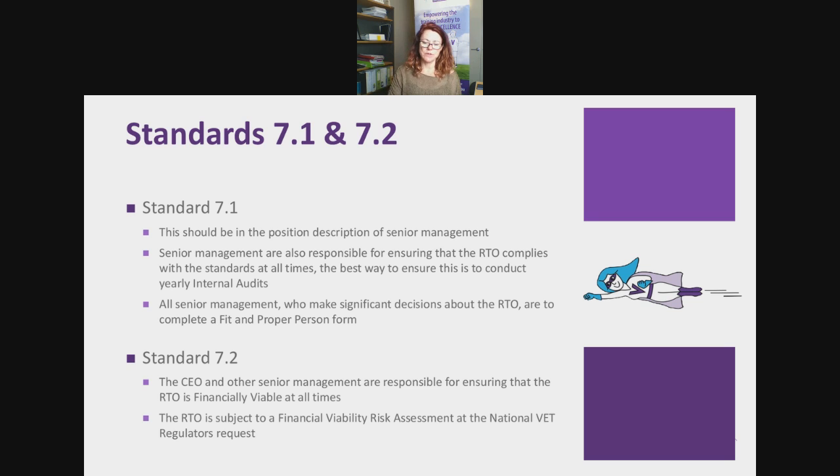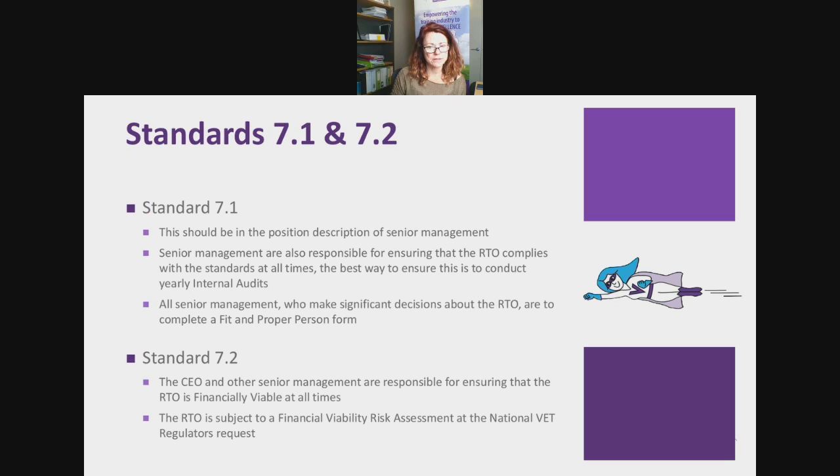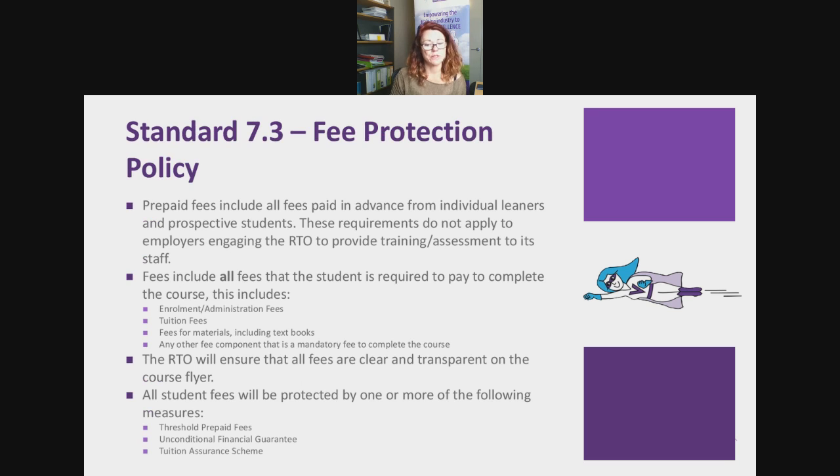So they basically have this clause in so that ASQA at any time can go in and do a financial viability risk assessment. And that's basically those two standards. They're pretty basic. 7.1 is that you'll ensure that the RTO is compliant at all times, and 7.2 is that you'll ensure that it's financially viable at all times.